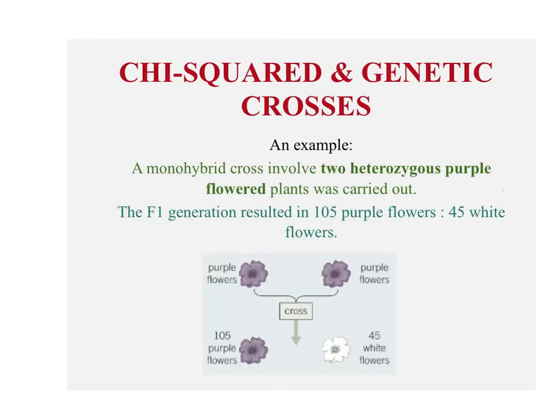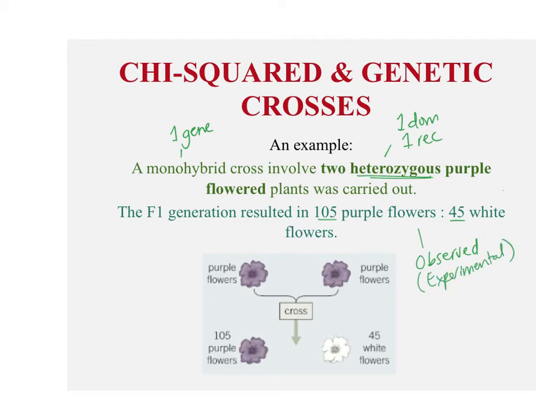So here we've got a monohybrid cross, so we know we're looking at one gene only, involving 2 heterozygous purple flowers. So heterozygous, we know we're going to have one dominant and one recessive allele. The F1 generation resulted in 105 purple flowers and 45 white flowers. This is our observed value. Okay, this is the experimental stuff.